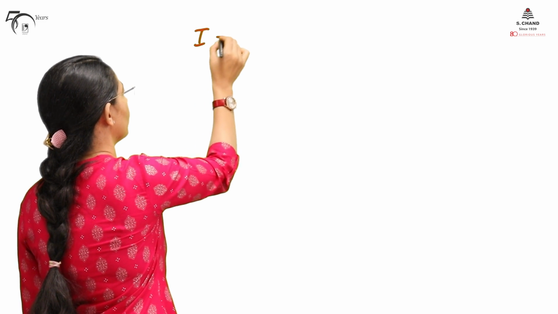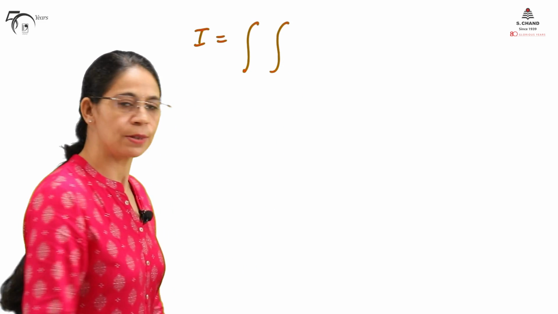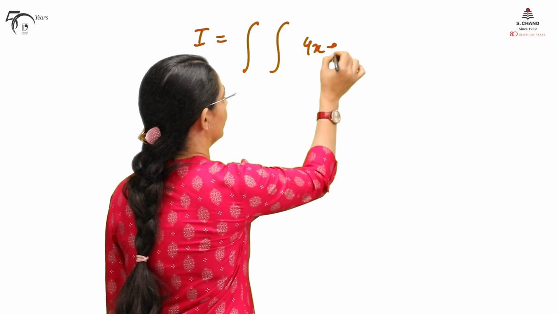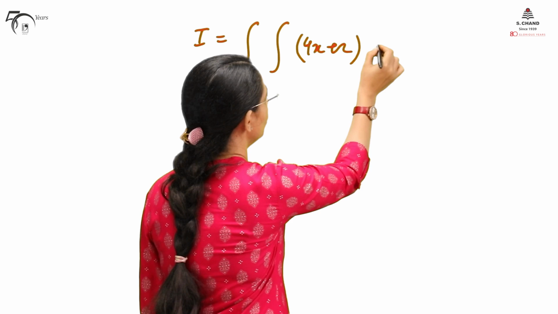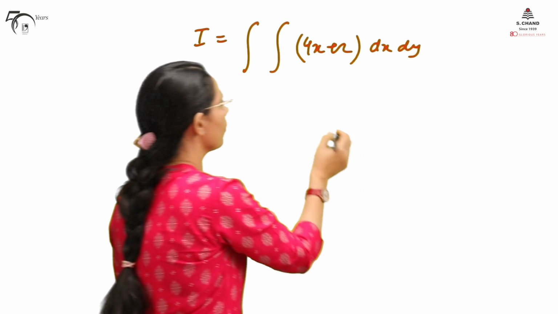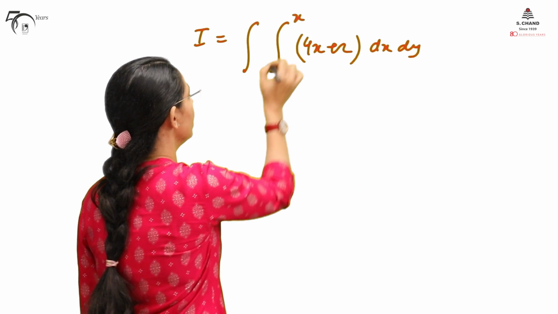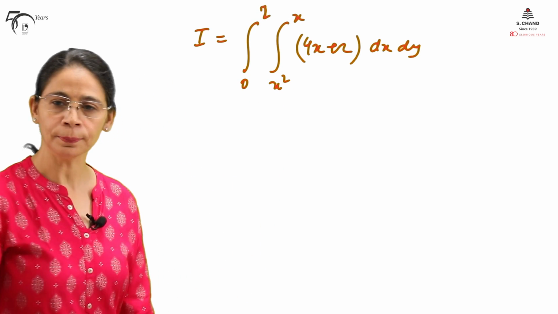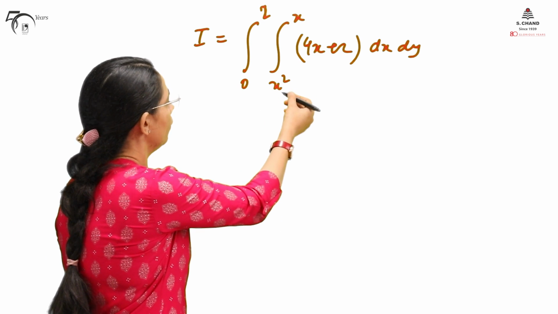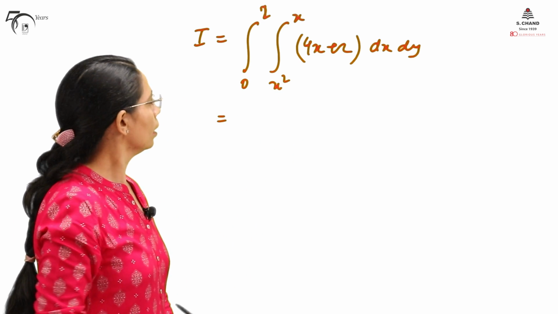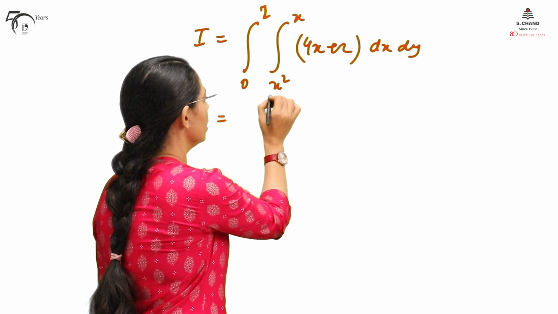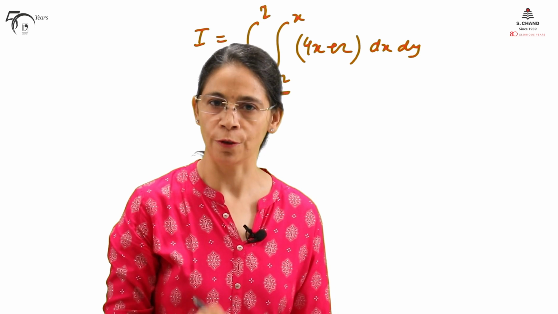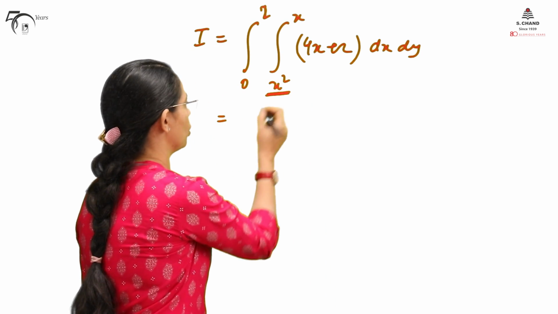First we will take the limits for y first. If you can recall, this was the integral of 4x plus 2 dx dy, with x from x squared to x, and y from 0 to 2. As I said in the earlier video, whenever the limits are given in terms of x, they should be the limits of y. So we need to integrate with respect to y first.